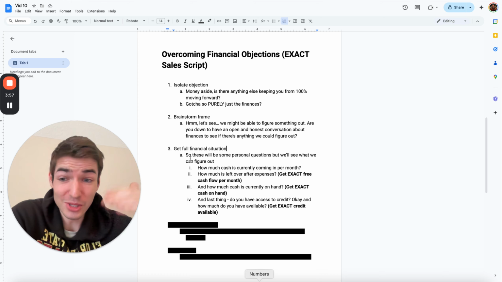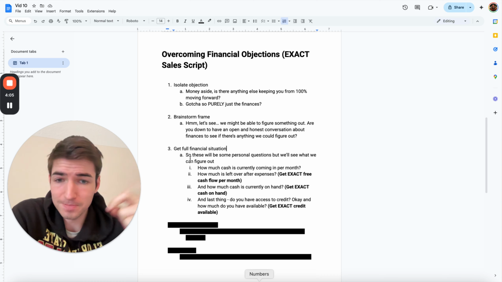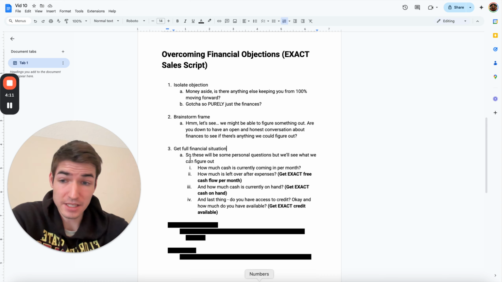This is literally what I would do. Okay, well, I'm going to ask you some personal questions just to preface, but we'll see what we can figure out. First thing, how much cash is currently coming in per month? So we're literally just asking for their income per month.